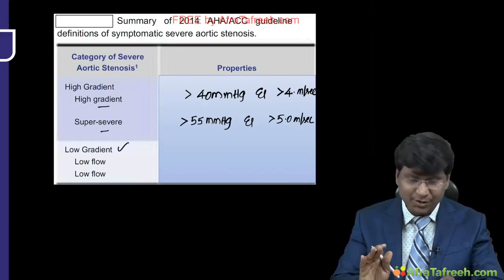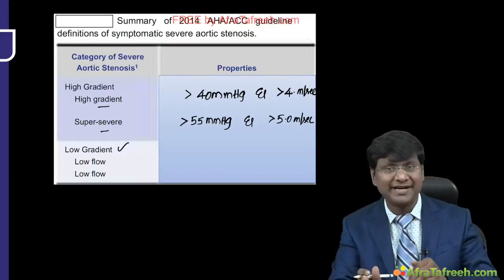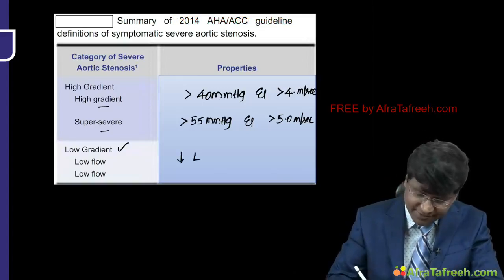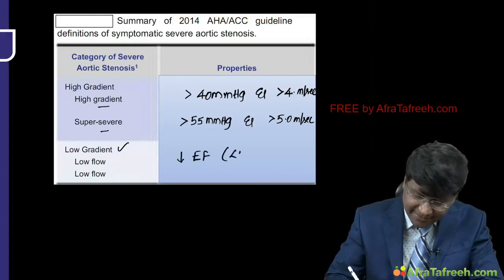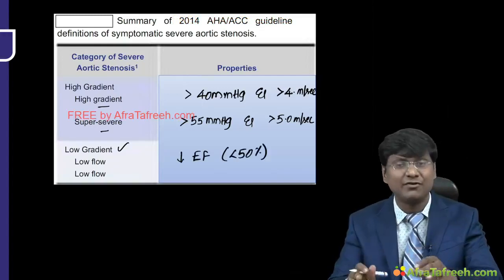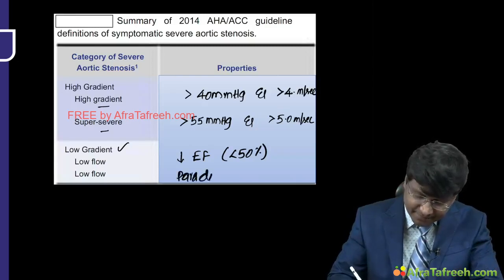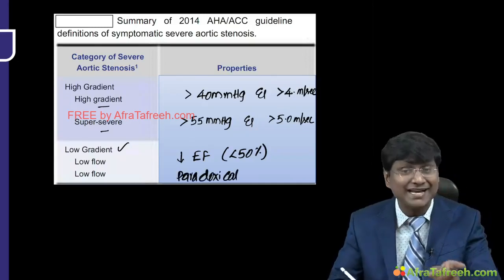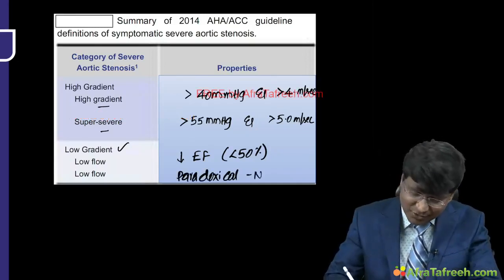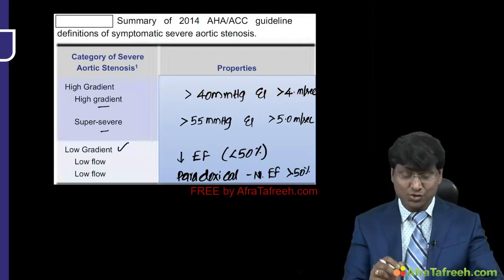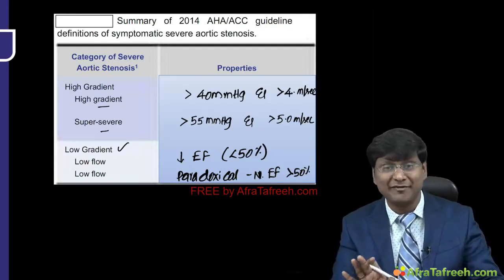Then coming to your low flow, low gradient. In this, I told you two types, right? One is reduced ejection fraction, where the ejection fraction will be less than 50% or even less than 40%. Whereas what is this paradoxical type? This paradoxical form is associated with normal ejection fraction, where the ejection fraction is more than 50%. Okay, so this super severe gradient you need to be very much aware of.